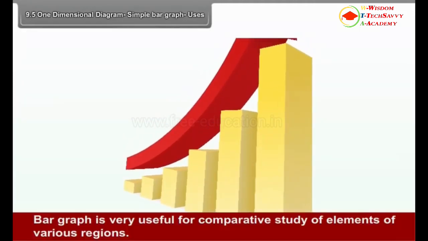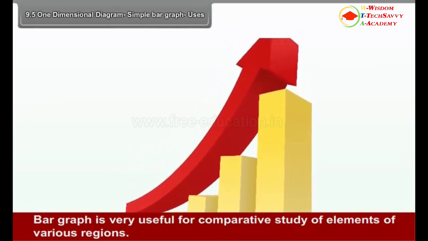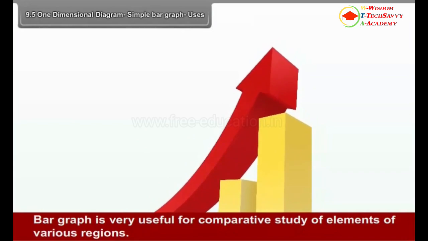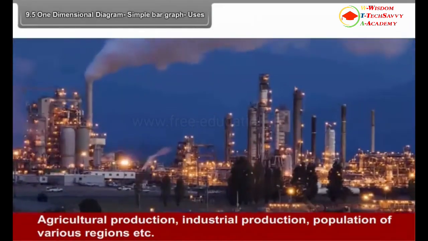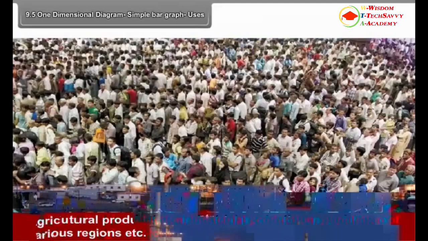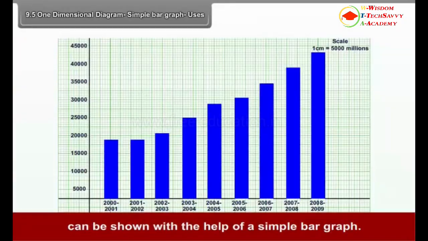Uses: bar graph is very useful for comparative study of elements of various regions. Agricultural production, industrial productions, population of various regions, etc. can be shown with the help of a simple bar graph.